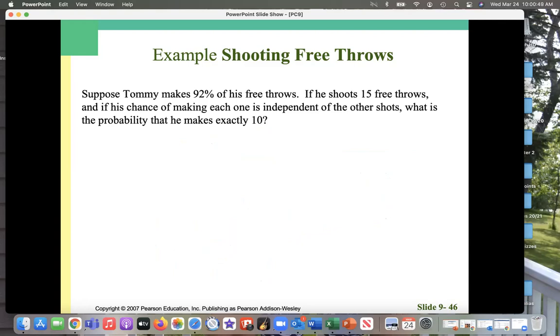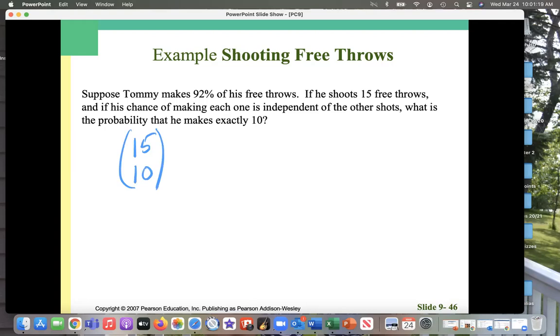Here, we have to use a little bit more of our understanding of the binomial distribution. So he's going to take 15 shots. We're going to figure out the probability of him making 10. So that's the combination of 15 shots and selecting 10. Basically, it's slotting those successes into 10 of the 15 slots. That's how many ways that could happen.